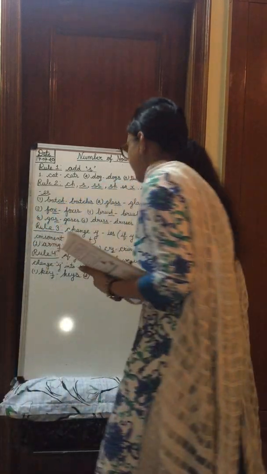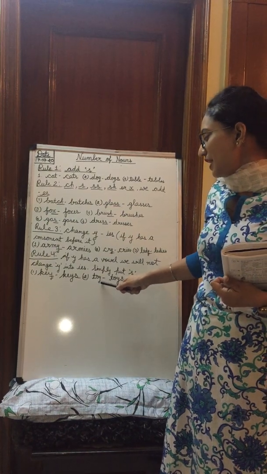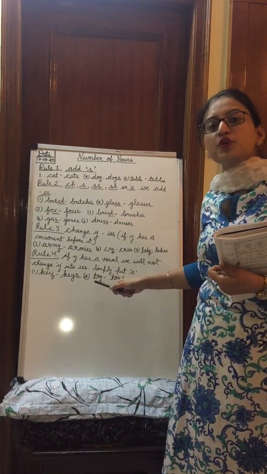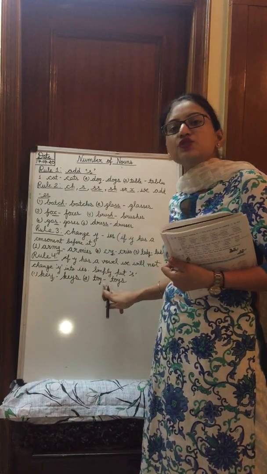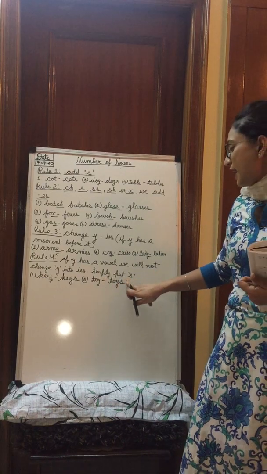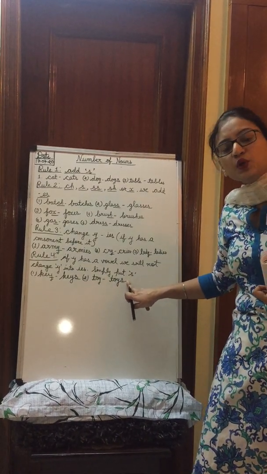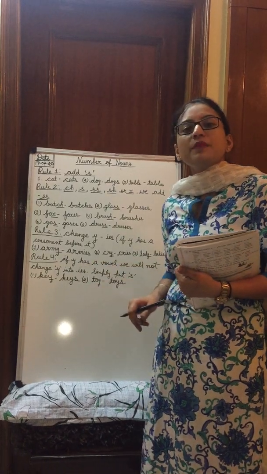Toy, toys. Because Y has a vowel before it, we will not change Y into IES. We only put S to make it plural. Now we move forward to rule number 5.